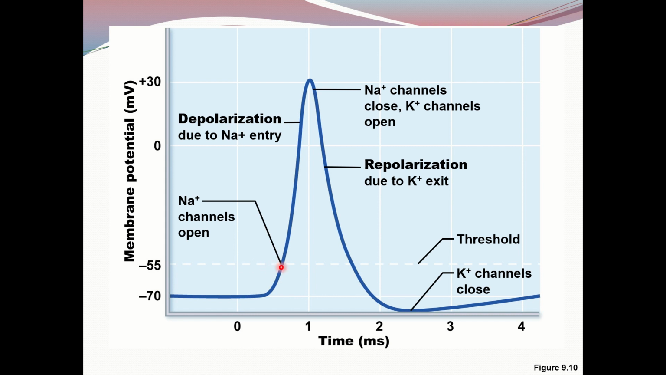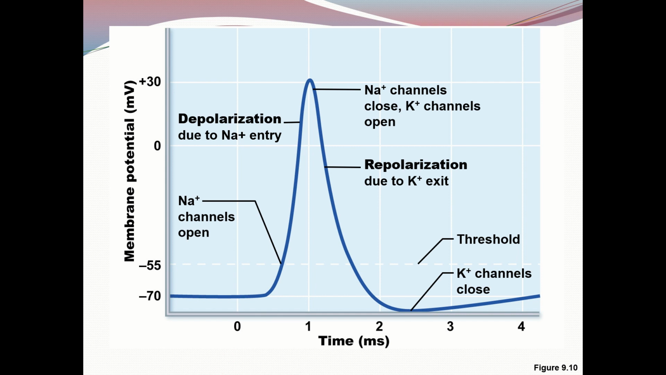Once negative 55 millivolts is reached, this is kind of like the trigger of a gun and the bullet will fire. The bullet firing is going to be that depolarization stage. At this time, sodium is going to flow in en masse, and it will spike that membrane potential to a positive 30 millivolts. This will end up propagating all the way down the sarcolemma into the T-tubules.